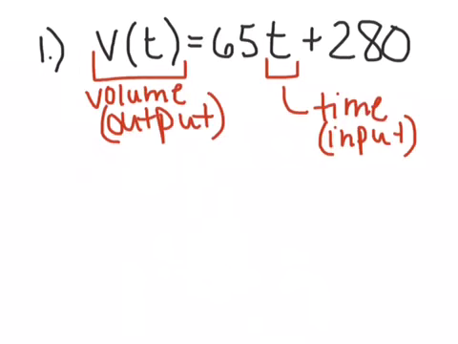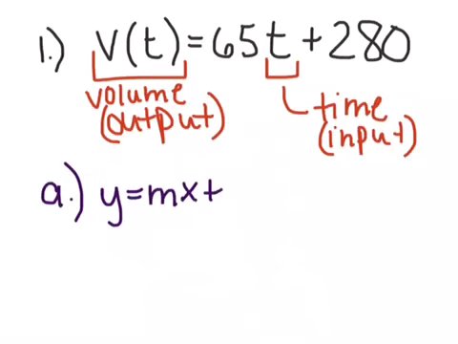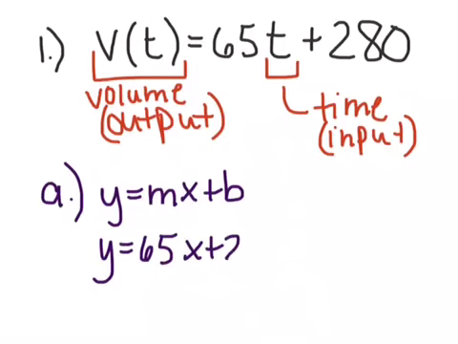Part A says, what rate in gallons per minute is the water being pumped into the tank? Well, remember, we're always looking for y equals mx plus b in this unit. So if you look at our equation there, 65t plus 280, that is in y equals mx plus b format. Our variables don't really matter. Our variables just give us labels. So here, V for volume and T for time. But really, it's X and Y.